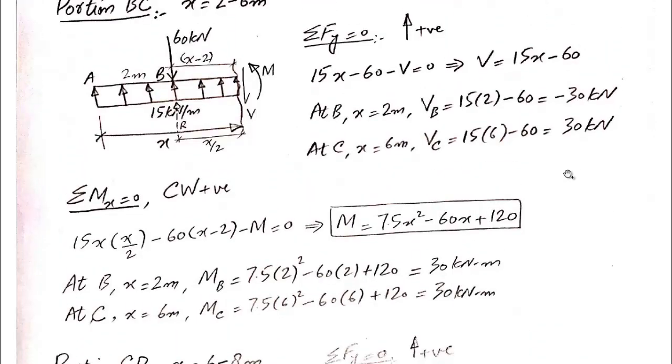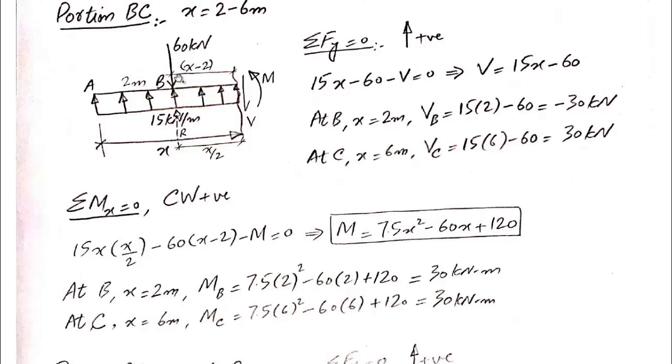Now let's write down the equation of bending moment. For that, again, we will calculate the bending moment about the section. So 15 into x is the magnitude of the resultant of this UDL, and it will produce moment in clockwise direction. So 15 into x, and the lever arm, as we earlier discussed, is equal to x by 2. 15 into x by 2. And then the 60 kilonewton force, it is producing moment in counterclockwise direction. So minus 60 into x by 2, sorry, x minus 2.